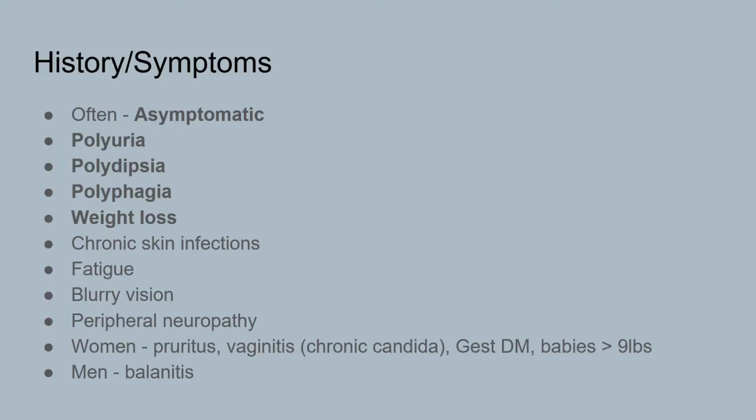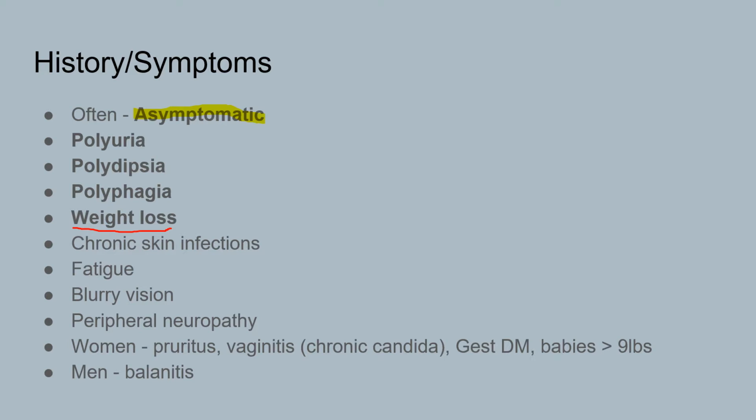What kinds of history or symptoms are we looking for in patients with diabetes? Most often they are asymptomatic in type 2 at the time that they are developing this. But if they are going to have symptoms, then polyuria, polydipsia, and polyphagia, so frequent urination, increased thirst, and increased hunger are the triad that is referred to most often. Weight loss is also in there, something that, especially on board questions, they like to throw in.